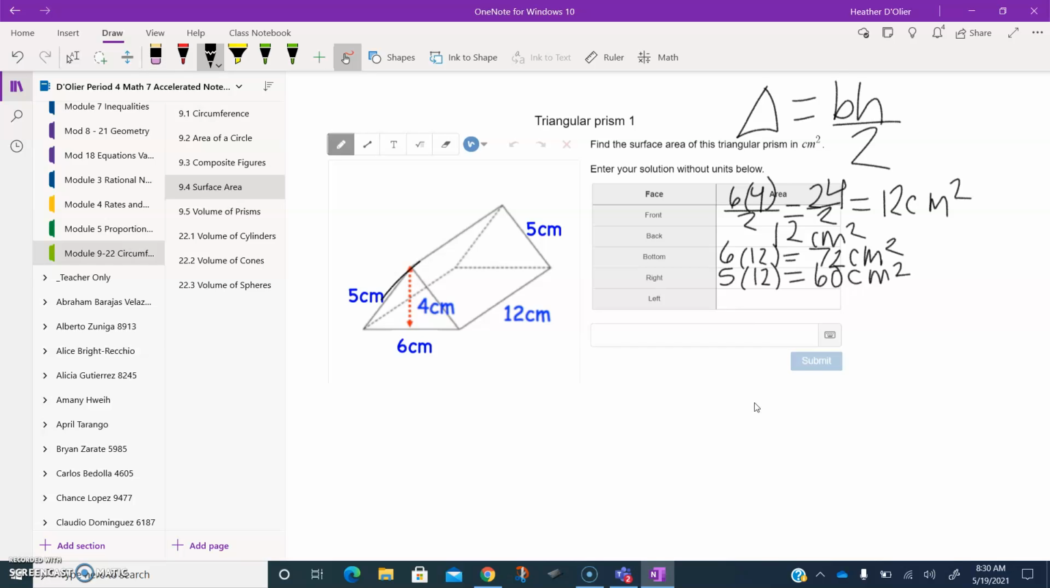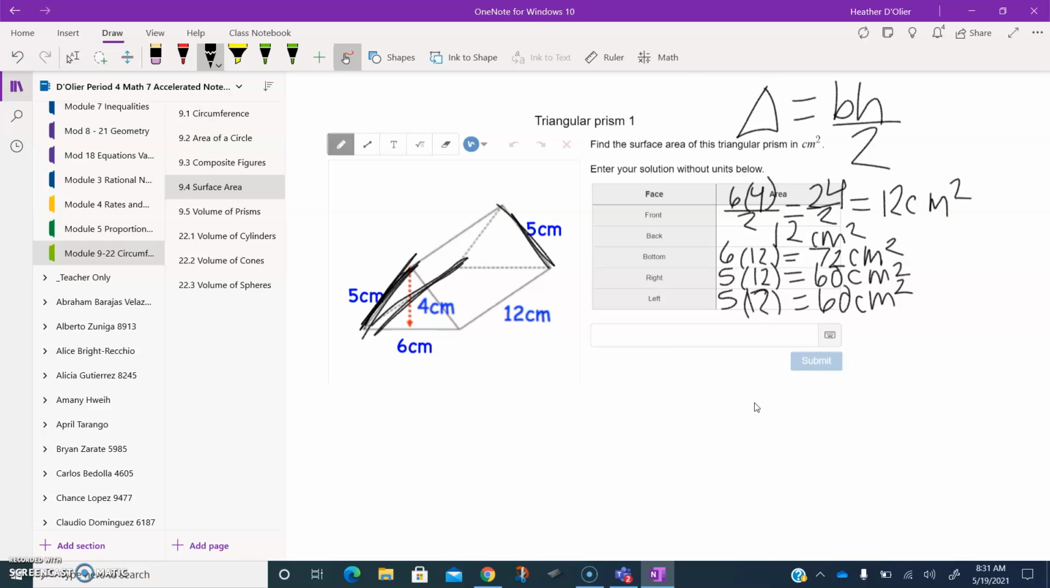So this is the left side. It is 5 there. And then guess what? It is going to be 12. But double check it. Sometimes that length right there is not the same as this length. So 5 by 12 again. Oh, I guess I didn't have to write it out. I could have just put 60.